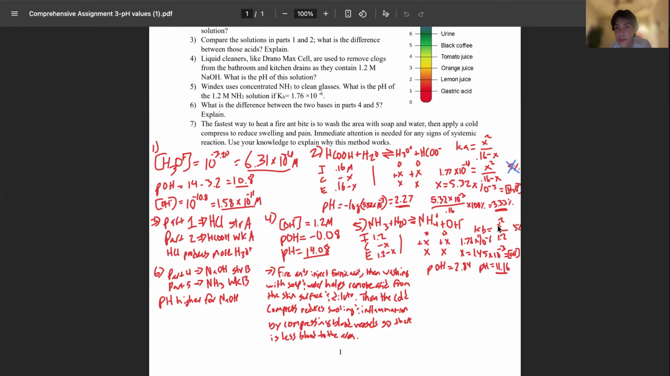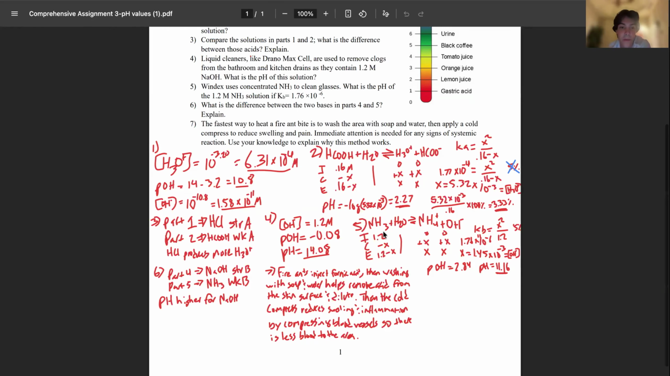And you end up using the 5% rule, so you can get rid of the negative X on the denominator. So it's X squared on the numerator with 1.2 on the denominator, and it also provides the Kb value, which is 1.76 times 10 to the power of negative 8. Using the calculator, it should give you the X value of 1.45 times 10 to the power of negative 3, which is also the concentration of OH. Putting that into negative log should give you the pOH of 2.84. And 14 minus the pOH should give you the pH, which is 11.16.